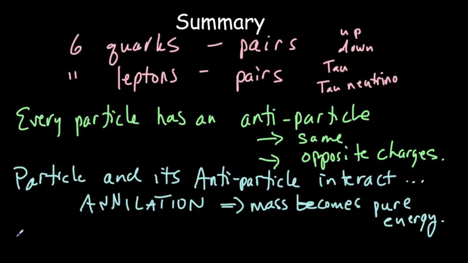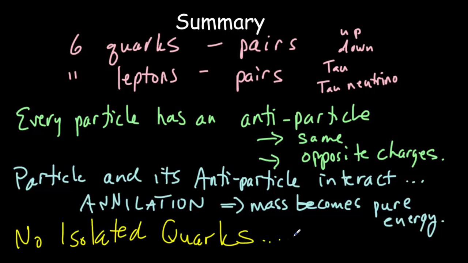And finally, we said that there was no isolated quarks. That was due to something called quark confinement. And that was basically this idea that as you try to stretch the quarks apart, you're putting all this energy into the bond. And that energy gets converted into mass as a new pair of quarks is formed.